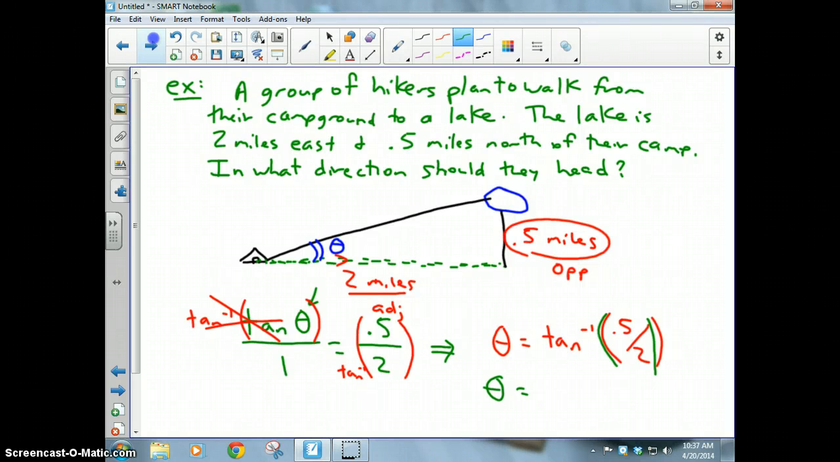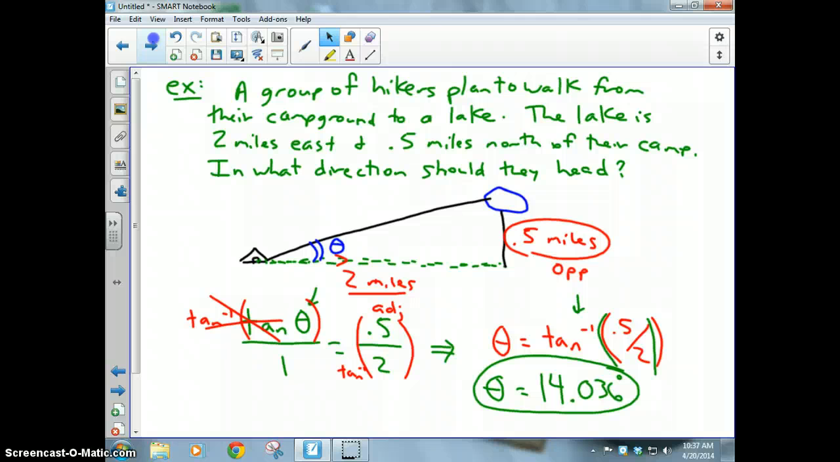And if you type that in, you'll find out that theta, or the angle these young people have to head in order to get to the lake, is, I believe, 14.036 degrees. And remember, we're always going to round to 3 decimal places. Now, if you have questions about how to type in tangent inverse or any of the other inverse trig functions, make sure you ask me during class. But otherwise, that's it. That's how section 13.4 works, and how you use inverse trig functions to find missing angle measures such as theta.